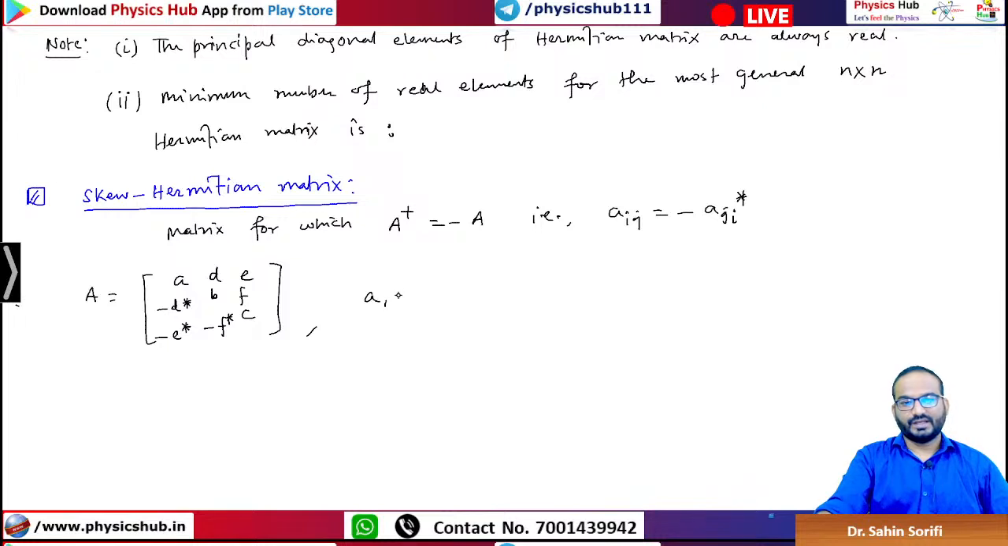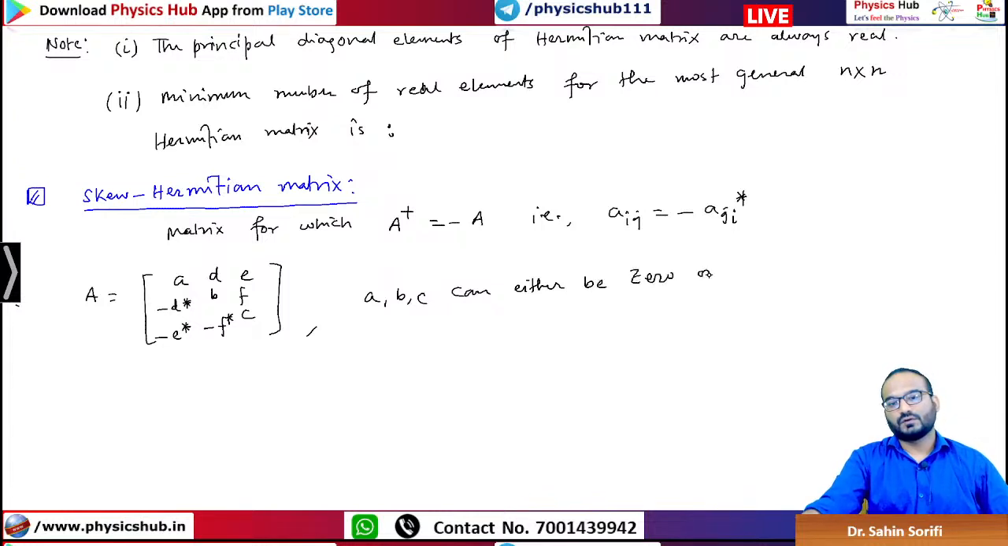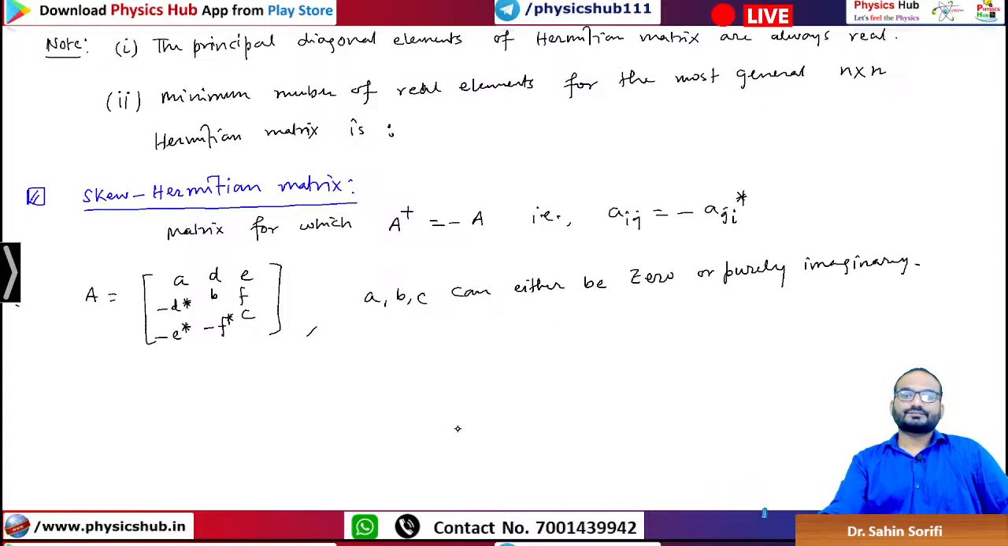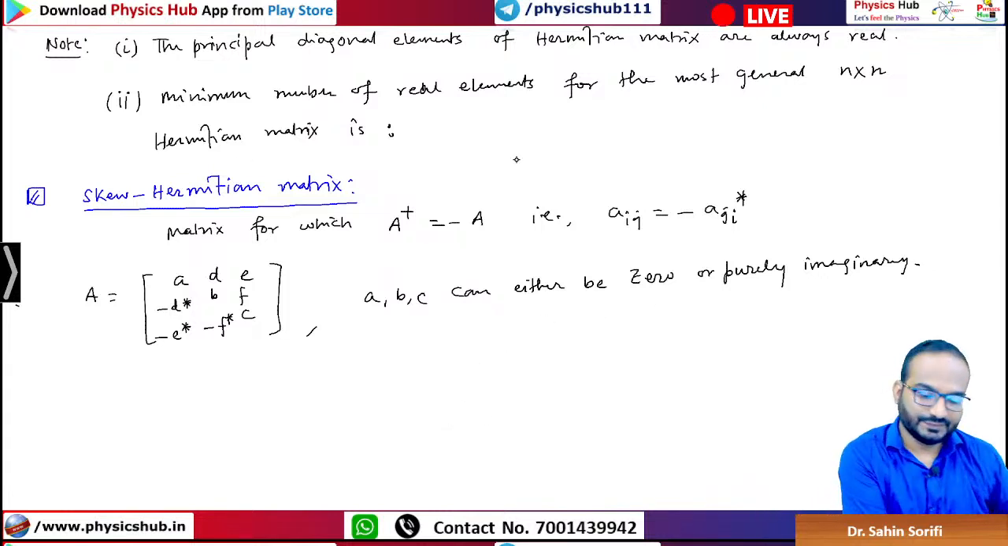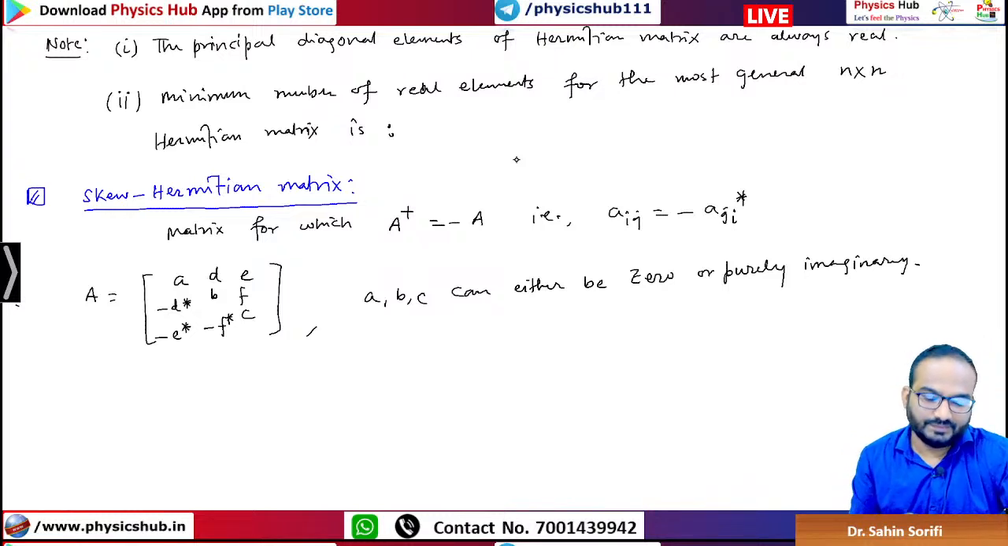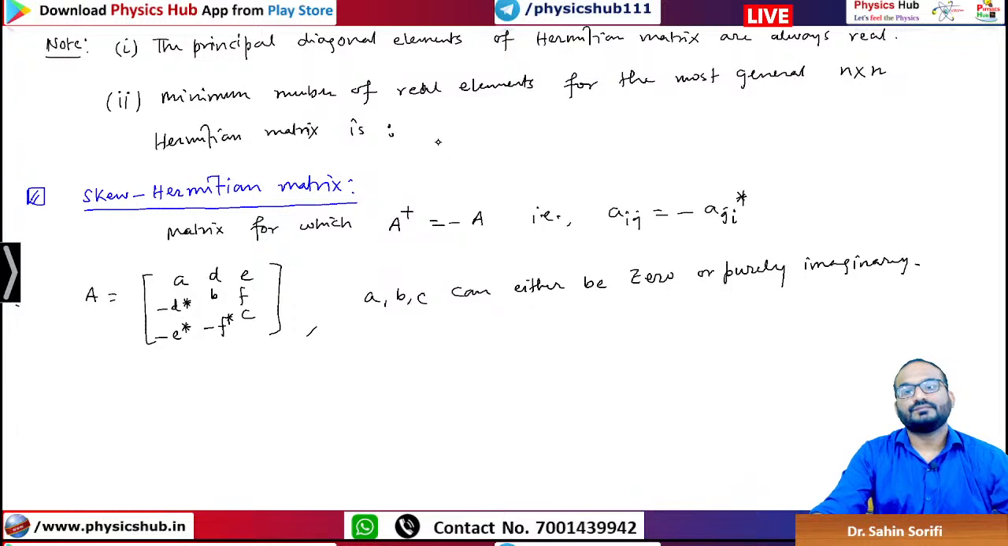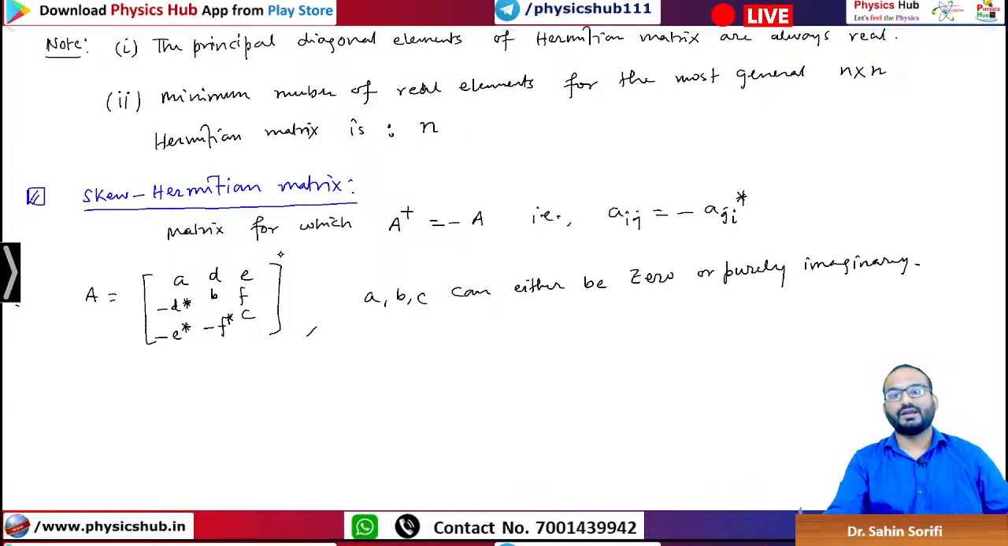A, B, C can either be 0 or purely imaginary. So what is the answer to this? The minimum number of real elements? Yes, because only the principal diagonal elements can be the real elements. And how many principal diagonal elements? The order is n by n, so it is n. So you can just write it as a note.